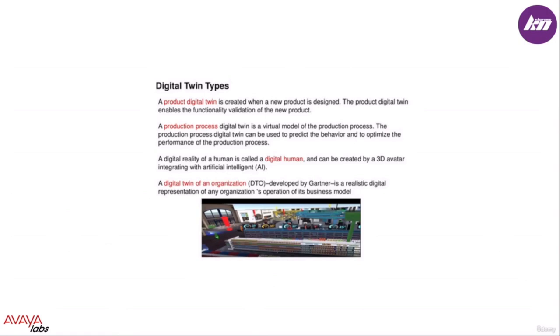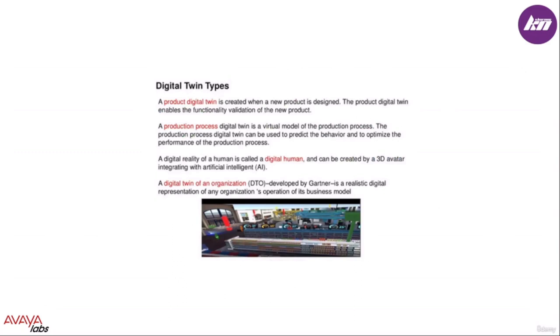Digital twins also work for organizations or enterprise. So let's understand this a little better. A product digital twin is created when a new product is designed. In other words, in the Metaverse, we're going to have lots of new products that are not really physical. They're just digital products regarding digital twins. A product digital twin is created when the new product is designed. So the product digital twin enables the functionality validation of the new product.